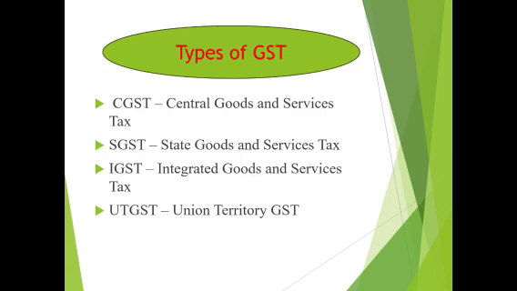CGST, Central Goods and Services Tax. SGST, State Goods and Services Tax. IGST, Integrated Goods and Services Tax. UTGST, Union Territory GST. So there are four types of GST.